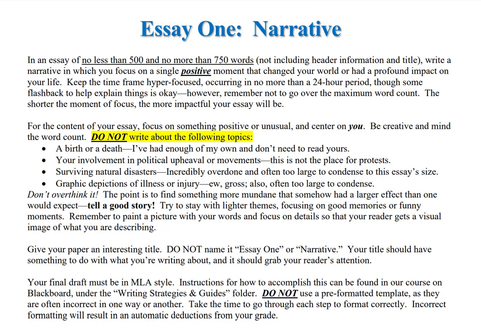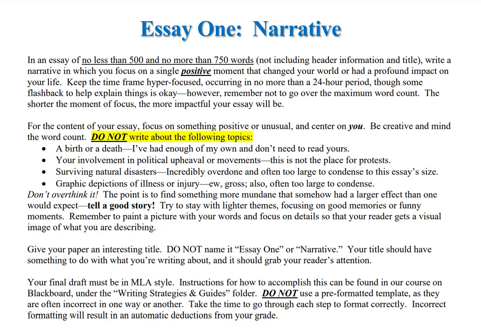This is a little bit long in the explanation, but I want to make sure that you understand, so bear with me. In an essay of no less than 500 and no more than 750 words, this does not include your header information, the 4 information lines, the title, works cited when we have a works cited, which this paper won't. It doesn't include any of that. Okay, just the actual body of the paper from the first word to the last needs to be between 500 and 750 words. Write a narrative in which you focus on a single positive moment that changed your world or had a profound impact on your life.